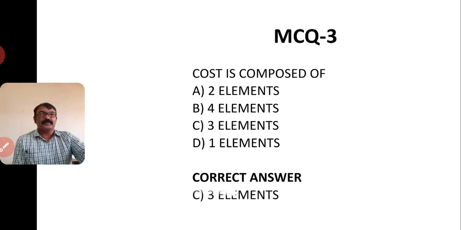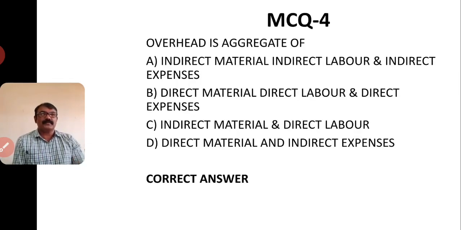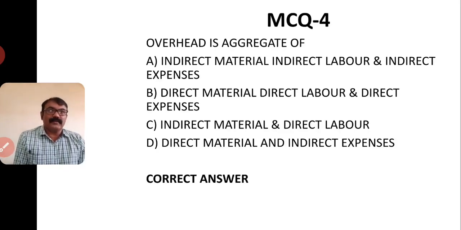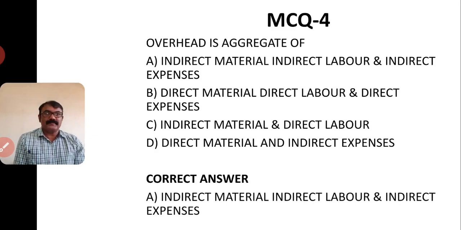And the fourth MCQ question. Overhead is aggregate of indirect material, indirect labor and indirect expenses. I explained this directly a few minutes back. B and C are wrong answers. The right answer is A, indirect material, indirect labor and indirect expenses.